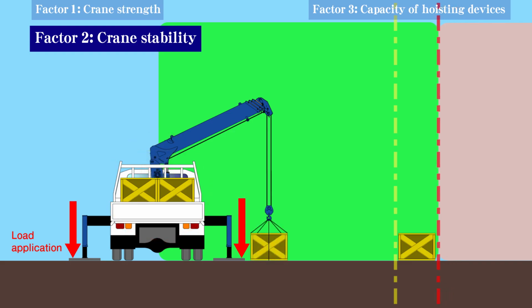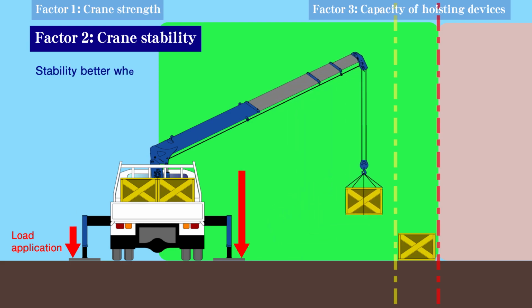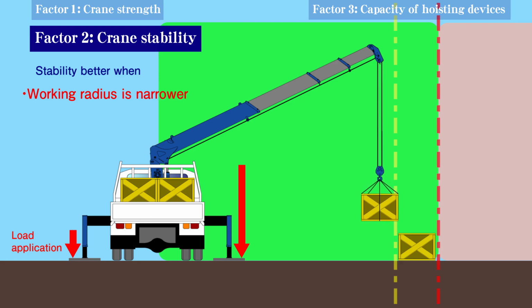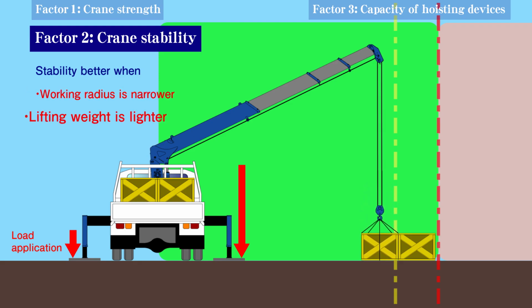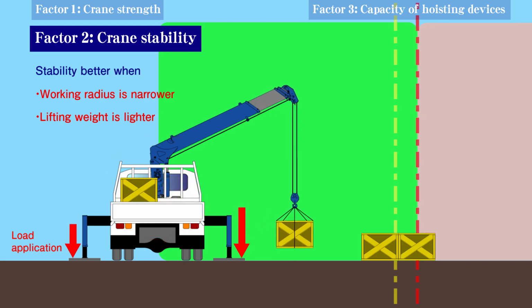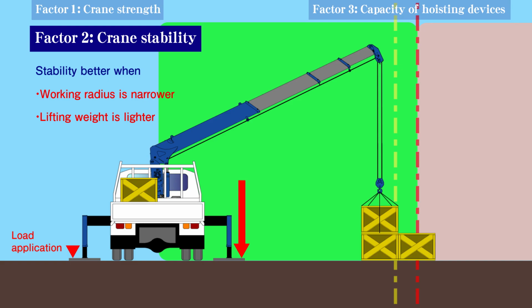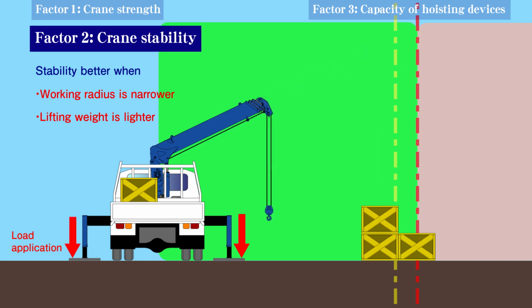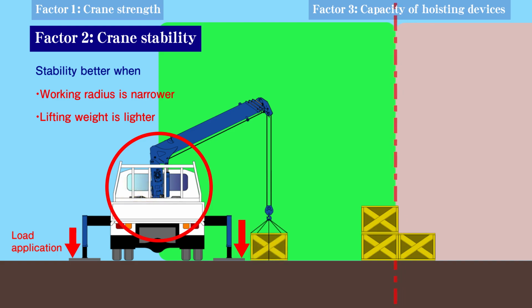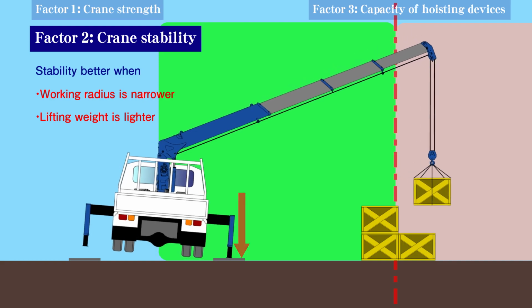When the truck size, load weight in the cargo bed, and outrigger extension width are all the same, the stability is better when the working radius is narrower and the lifting weight is lighter. The stability can decrease significantly during unloading work, even when the weight being lifted remains the same.